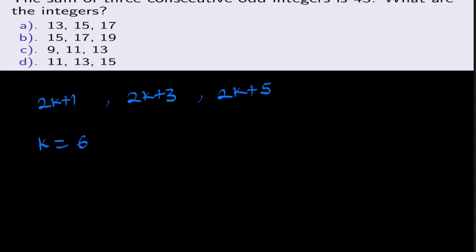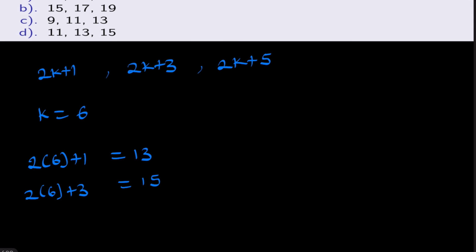So hence the numbers will be given as follows. Here we have the first number to be 2k plus 1. So we are going to have 2 multiplying 6 plus 1, which is 13. So the next one will be 2 multiplying 6 plus 3, which is going to be 15. And the last odd number will be 2 multiplying 6 plus 5, which is going to be 17.